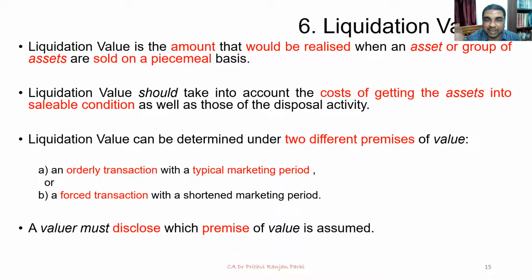And liquidation value can be determined under two different premises. Here we are talking about two different valuation premises. One is an orderly transaction with a typical marketing period. You want to dispose of your asset. Suppose disposing of the asset requires 10 days or 30 days. Within those days, you are going to dispose of it. Or it might be a forced transaction with a certain marketing period. That means you have to dispose of it as early as possible. Let us say you have to dispose of it in 2 days. Then the value will be different. Okay, because the typical marketing period is not there. So if it is a forced transaction, liquidation value will be different. And if it is an orderly transaction, that is not a forced transaction, liquidation value will be different.